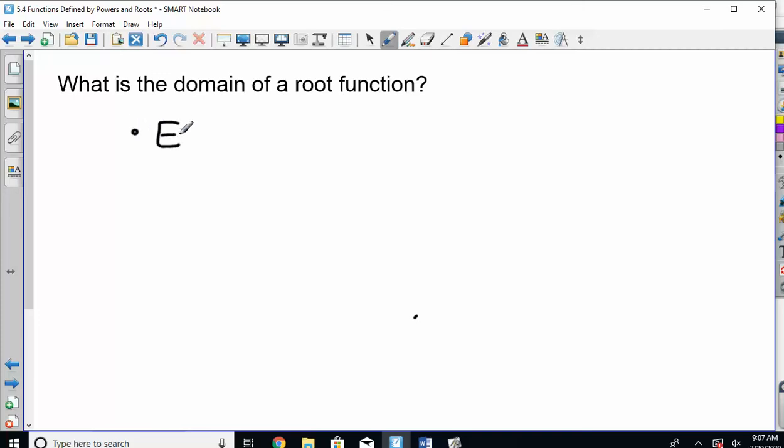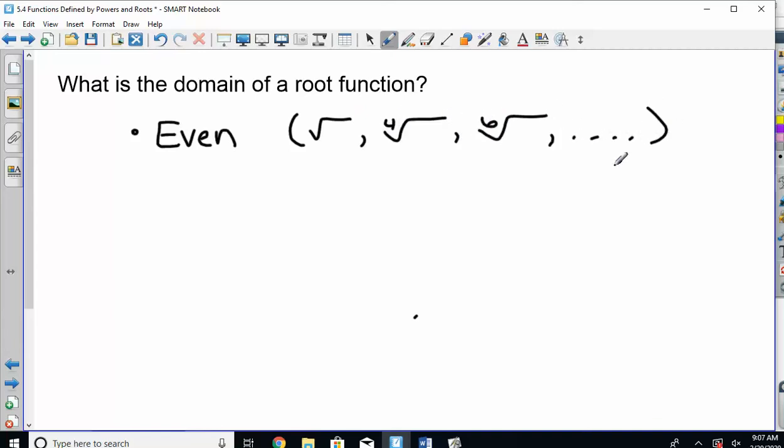If it is an even root, so that means like a square root, 4th root, a 6th root, and so on. So if you have an even index, an even root here, what kinds of numbers can be under that radical? Positives, right? If you had a negative, you would get an i. So the domain would be bracket 0, comma, infinity. You could only have positives under there.